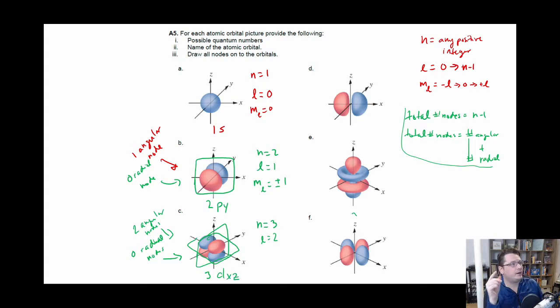And so if it was rotated by 90 degrees, and then those two lobes were sitting in between the y and the z axis, that would then be the 3dyz orbital.